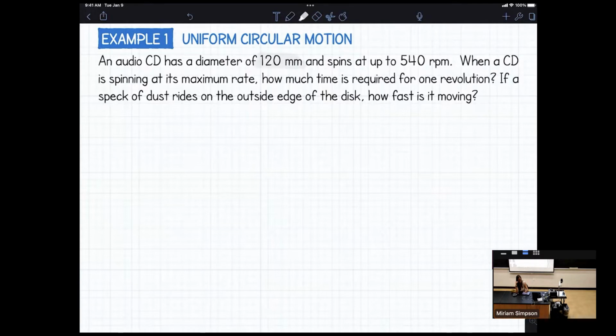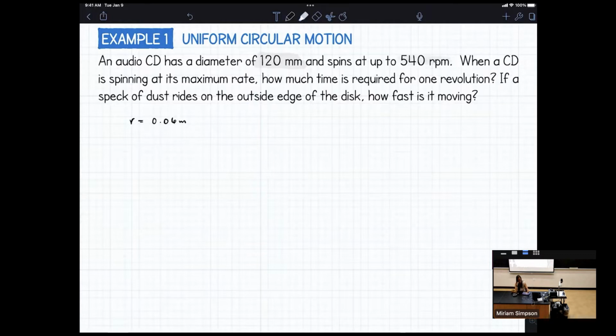Yeah, we want a radius of 60. So we'll say radius is equal to 60 millimeters, but what do we really want things to be in? Meters. So what does that look like in meters? 0.06 meters, okay? Because 60 millimeters is 6 centimeters, and that's 0.06 meters, okay?